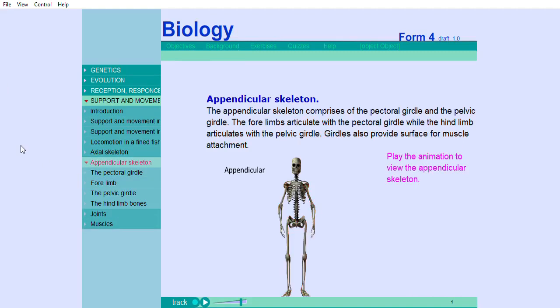The appendicular skeleton comprises the pectoral girdle and the pelvic girdle. The forelimbs articulate with the pectoral girdle, while the hind limbs articulate with the pelvic girdle. Girdles also provide surface area for muscle attachment. Play the animation to view the appendicular skeleton.